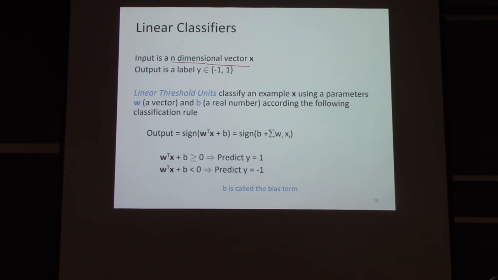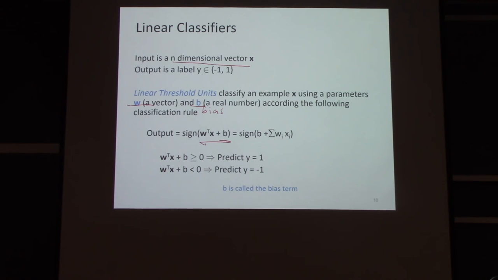Sometimes I'll use 1 and minus 1 for true and false, sometimes I'll use 1 and 0 for true and false, and often the context will make it clear. So in this slide, the false is minus 1. A linear threshold unit is a device that takes an example of this kind and classifies it by using this rule. I'll tell you the geometry of this rule in a bit, but a linear threshold unit is defined by a weight vector W and something called a bias. This is called a bias.